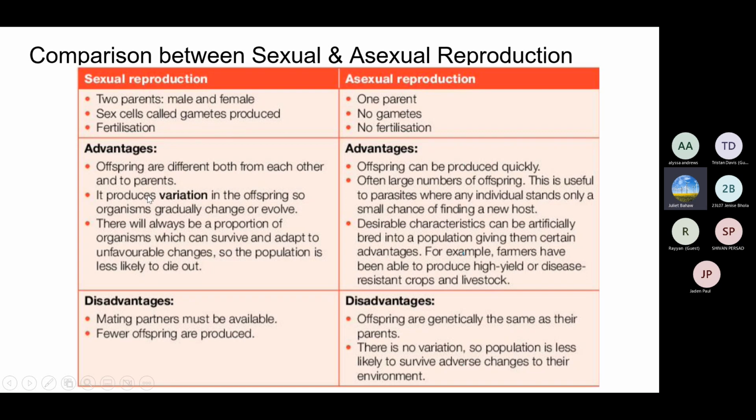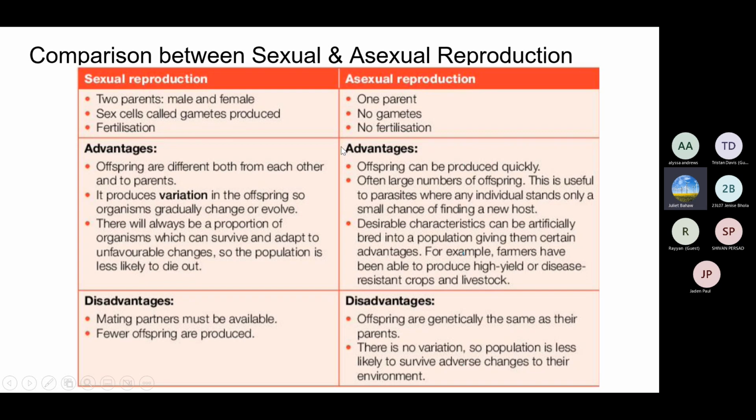Another advantage is it produces variation in the offspring, so organisms gradually change. Once there are different genes, the fittest species will survive and they are able to make other species that are fit. So they can change and evolve. And lastly, there will always be a proportion of organisms which can survive and adapt to unfavorable changes, so the population is less likely to die. So all of these 3 points are very similar.